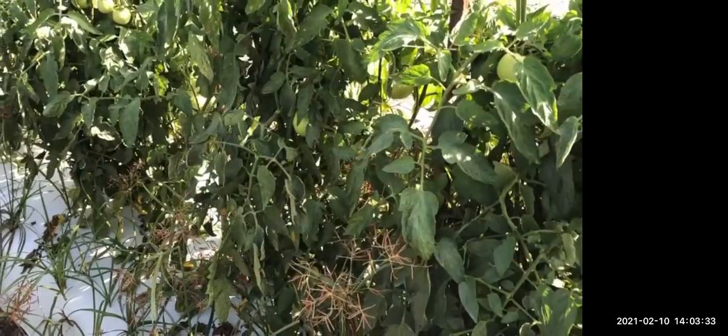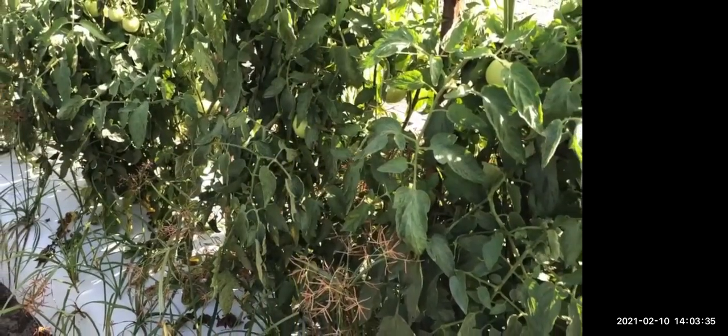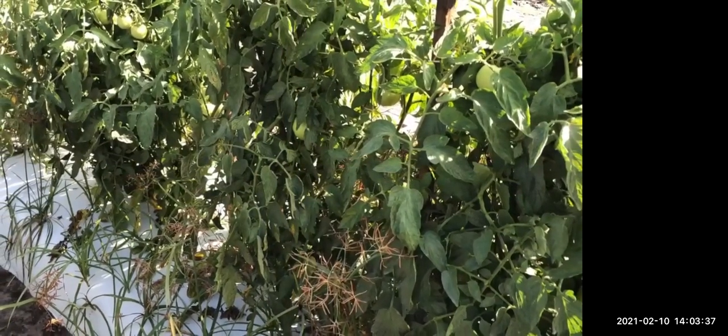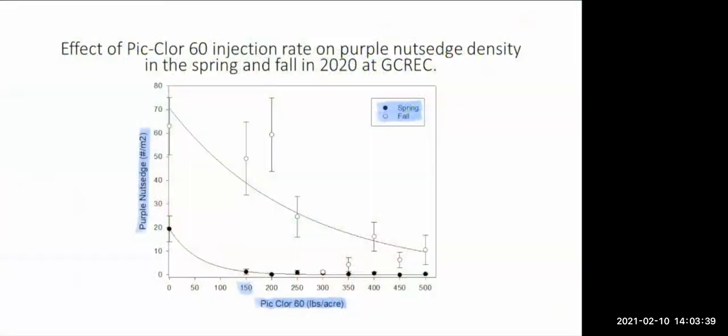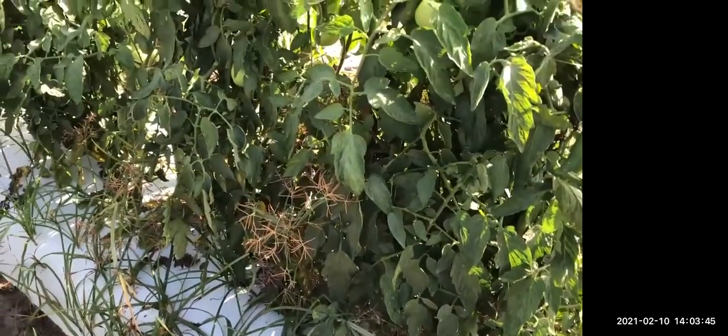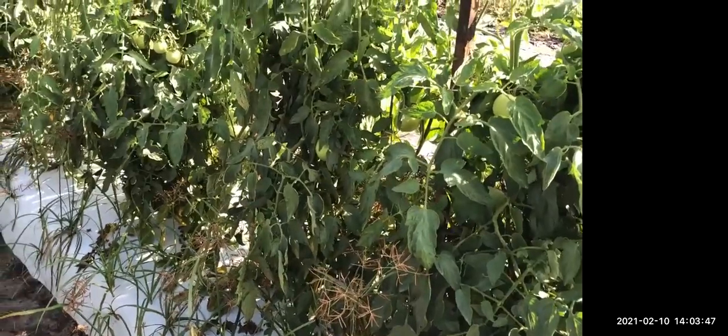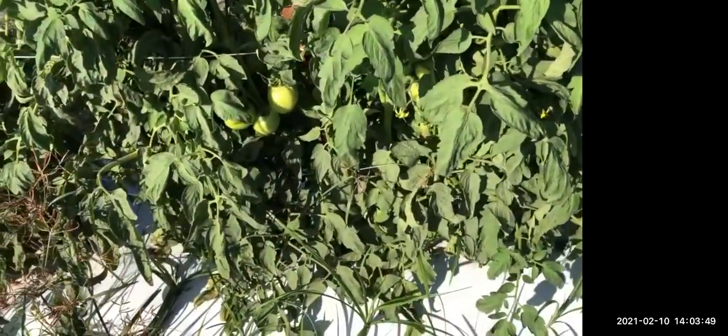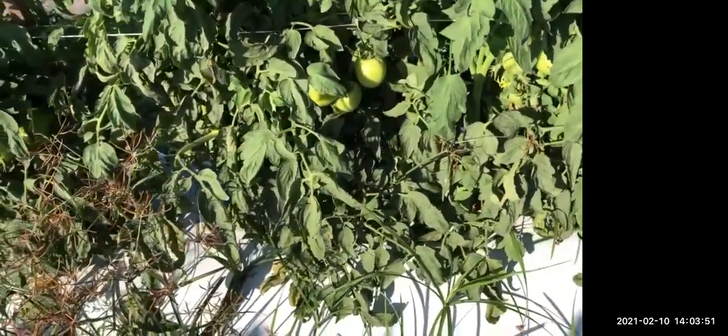The second image is at 150 pounds. This was done in the fall, so if you remember back to the graph, at 150 pounds we didn't have great control, as is reflected in this image with the high density of purple nutsedge still occurring in the plot. In this image you can see the 250 pound rate, and again still a significant number of nutsedge occurring in the plot.